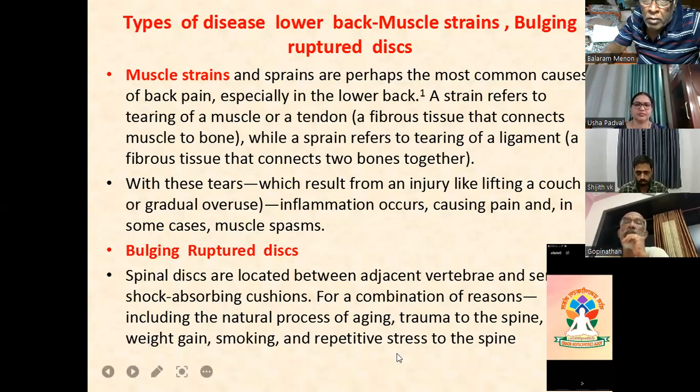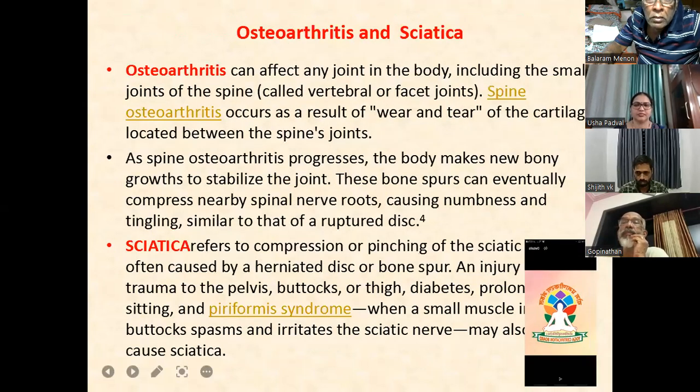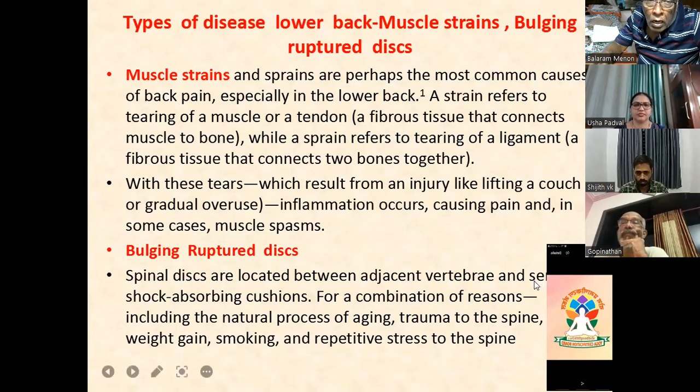Spinal discs are located between two adjacent vertebrae, and they degenerate for a combination of reasons, including the natural process of aging, trauma to the spine, weight gain, smoking, and repetitive stress to the spine.